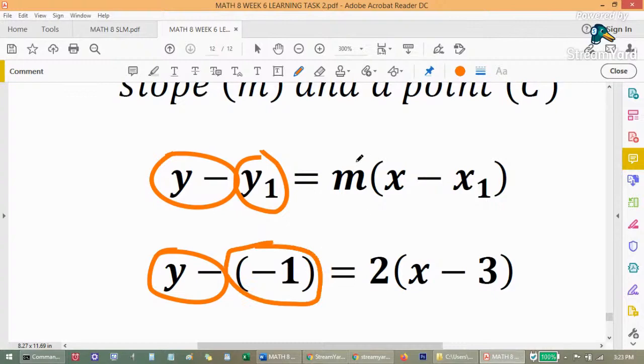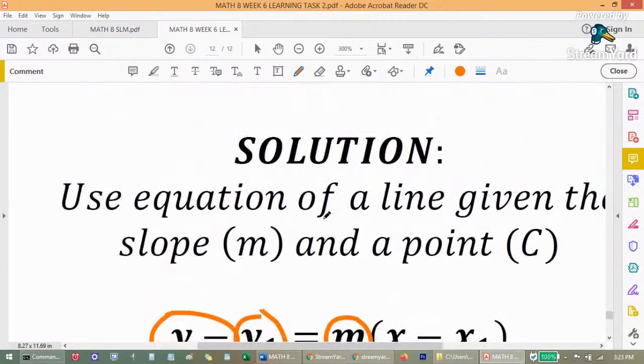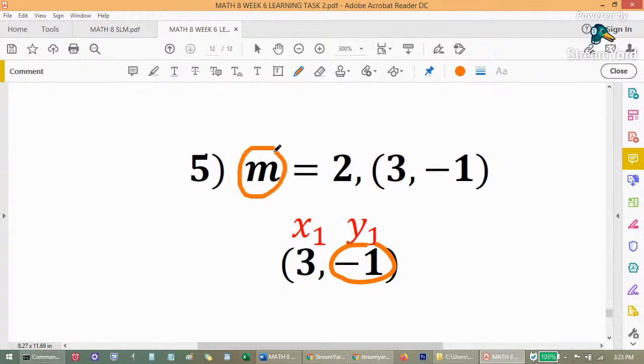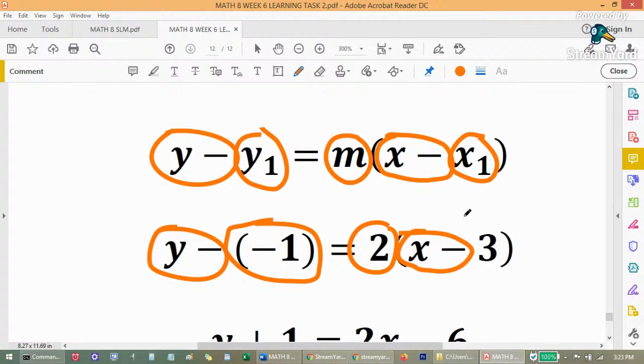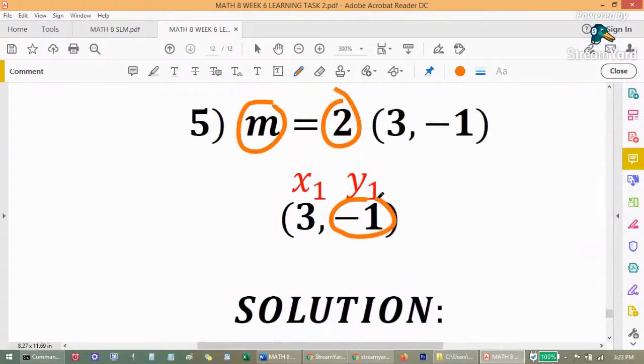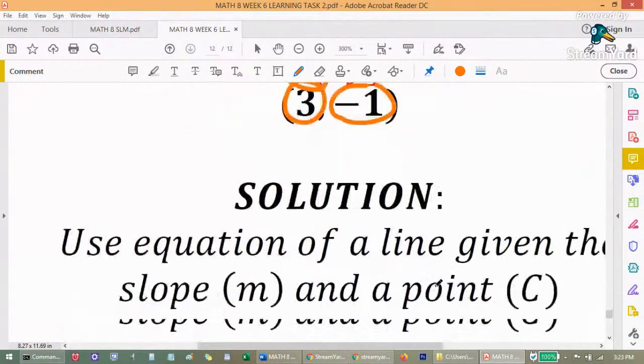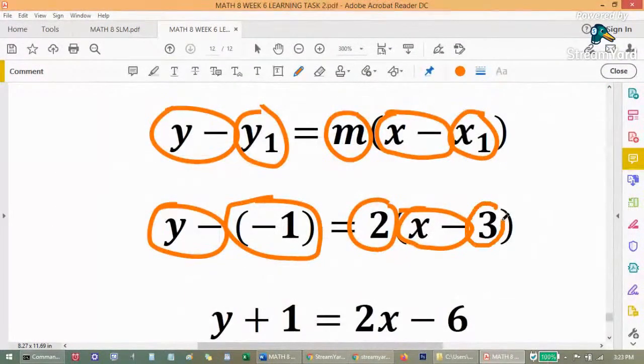So, y sub 1. And then, itong m, tingnan natin ang value ng m. M is equal to 2. Pinalitan natin ng 2. Then, kukopy lang natin to, x minus, then yung x sub 1 natin, papalitan natin ng 3. Pinalitan natin ng 3. Okay?